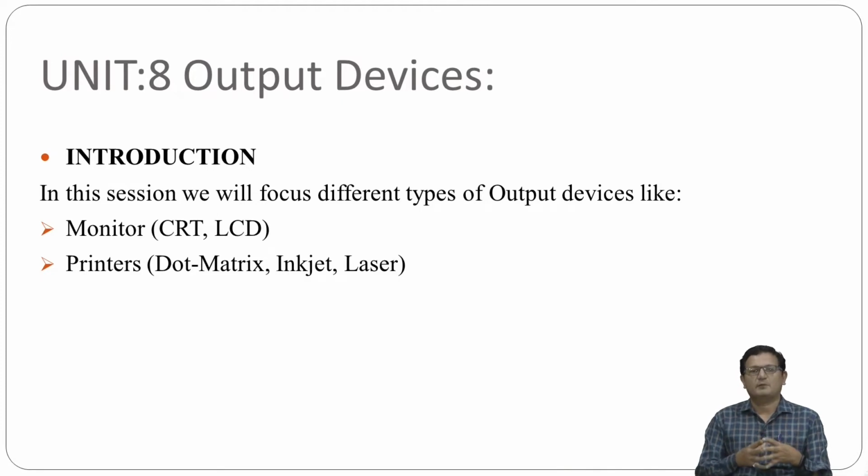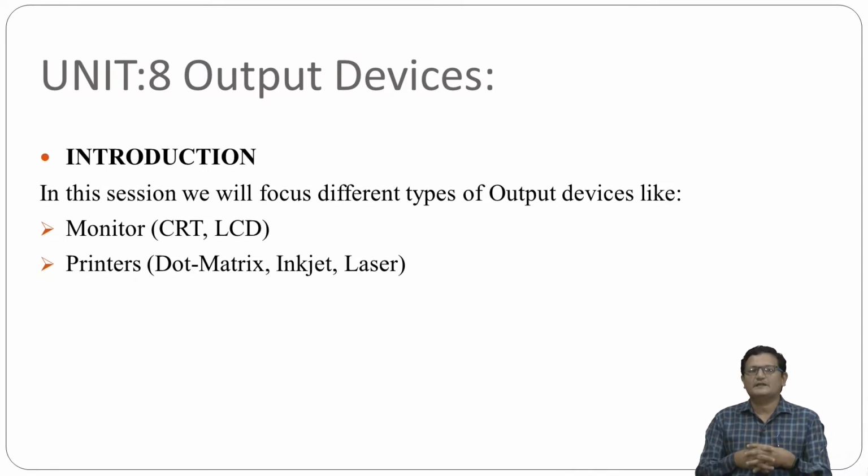If we talk about monitors, there are two types: CRT, which stands for Cathode Ray Tube, and LCD, which is called liquid crystal display. Nowadays one more enhanced category of monitor is there, which is called LED, which stands for light emitting diode. So mainly there are three categories of monitors: CRT, LCD and LED.